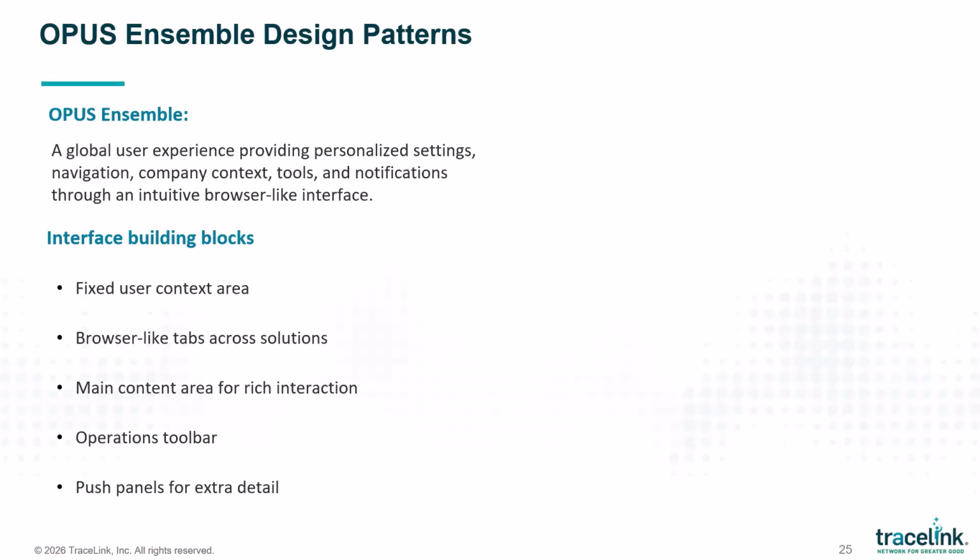Now, on the left are the interface building blocks, and you'll recognize these from earlier. The fixed user context area, the browser-like tabs across solutions, the main content area for rich interaction, the operations toolbar, and the push panels. The key point is that good configurations use these regions the way they are intended to be used, rather than working against the platform design.